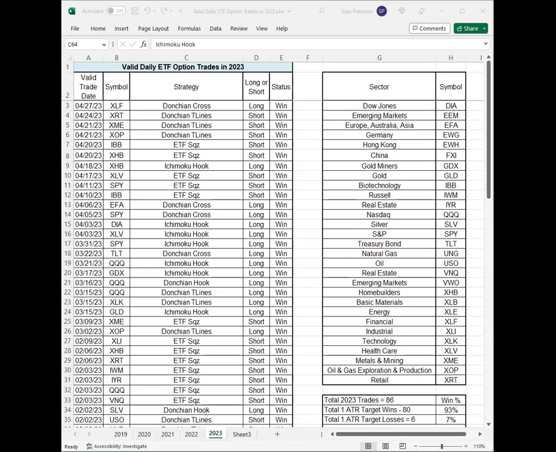Here, take a look at this one. It crossed up and then gapped down the next day. Here's our entry, and the trade would go against you for a couple of weeks. Okay, so the orange line crossed above the blue line, valid. ATR is $1.35, which puts the target up here. So let's take a look at what happened here.